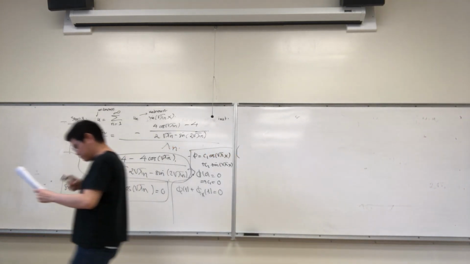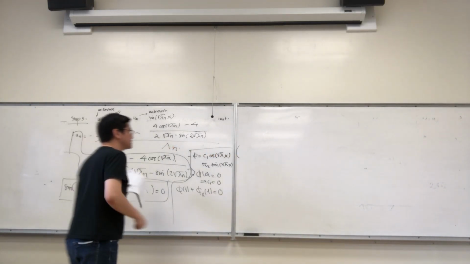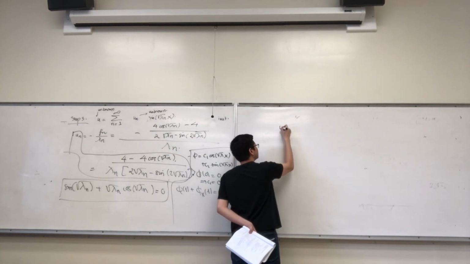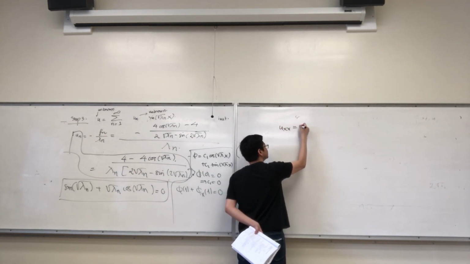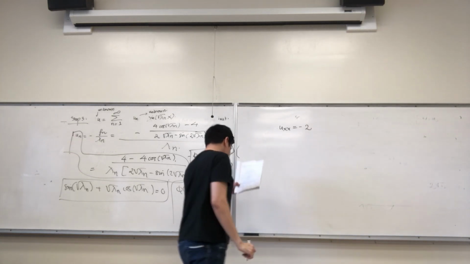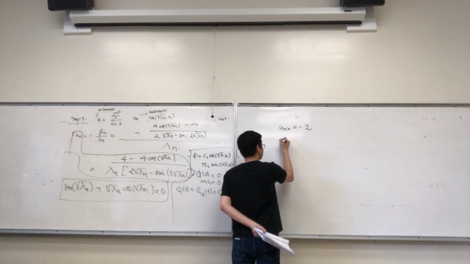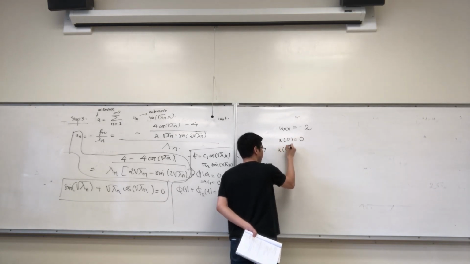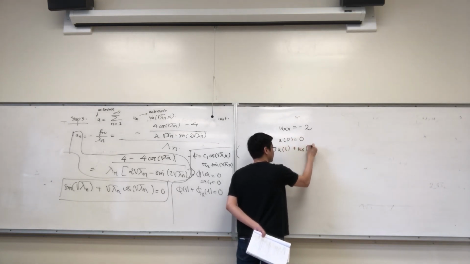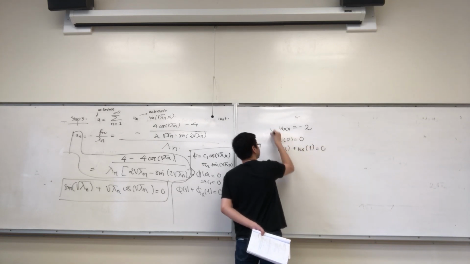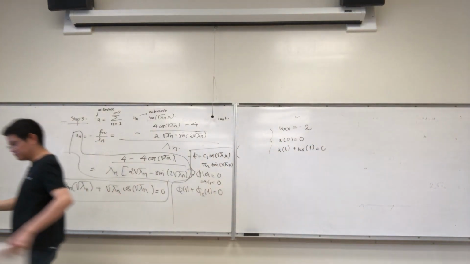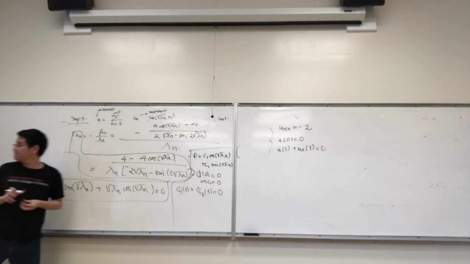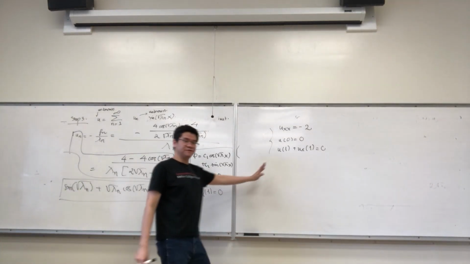All right, so in the previous class, we were trying to solve this one. uxx is minus 2, all right? And you have u of 0 is 0, and then u of 1 plus ux of 1 is 0, right? So this is the previous example.